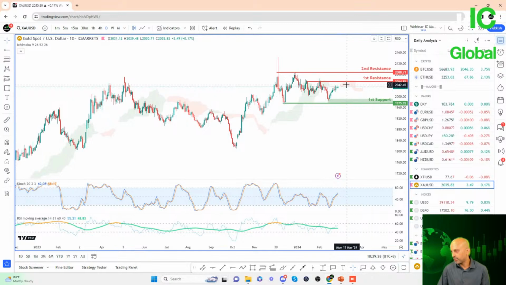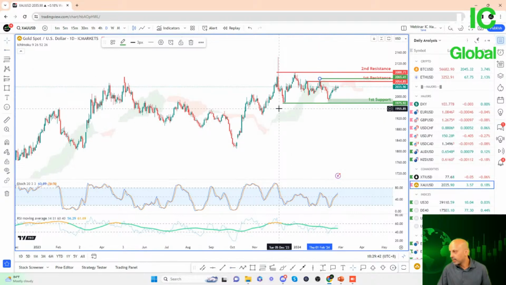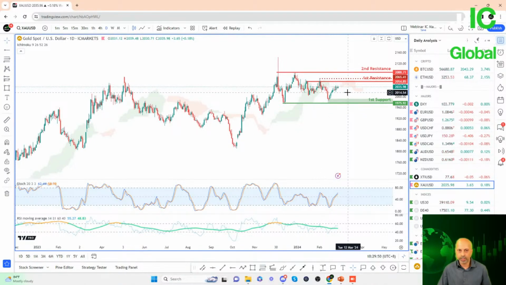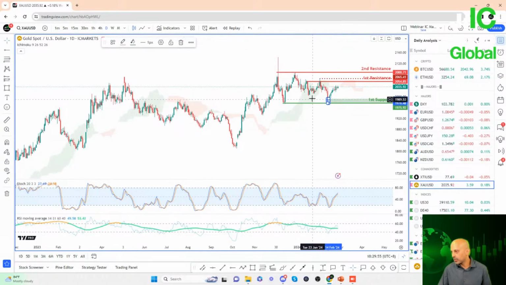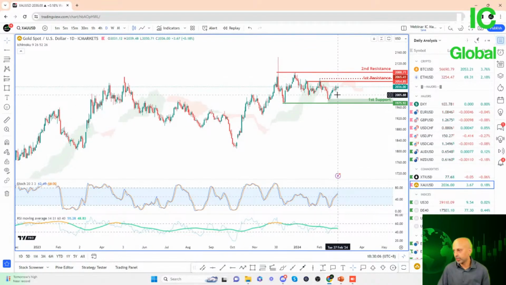So should price reverse off the first resistance and start to drop lower, we can identify a suitable short entry with the stop loss probably just above the top of this wick here. You can see this wick here at 2065. So probably a suitable stop loss would be just slightly above the top of this wick. And then as price is falling lower, should price continue to fall after reversing off the first resistance, we can then target the zone of 1993, or is it 1992, and 1975 as a potential take profit for the short trade.